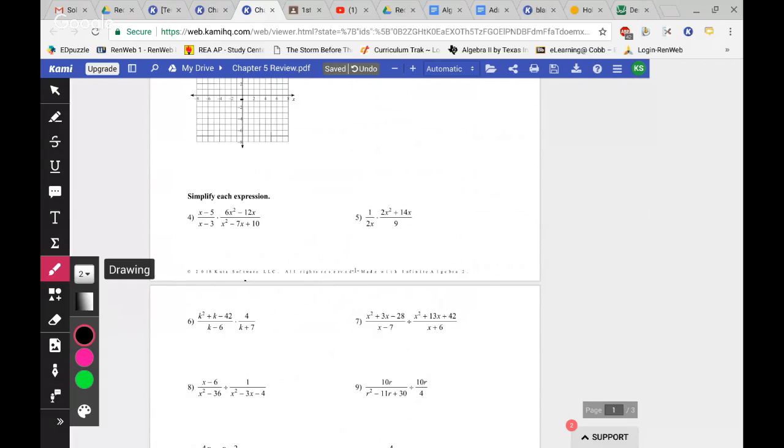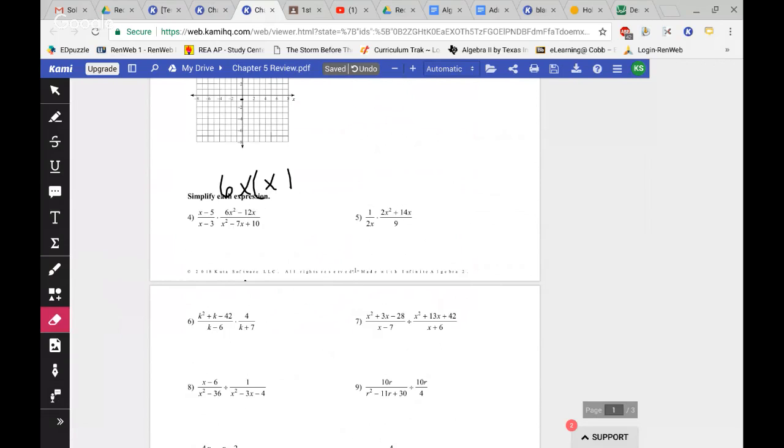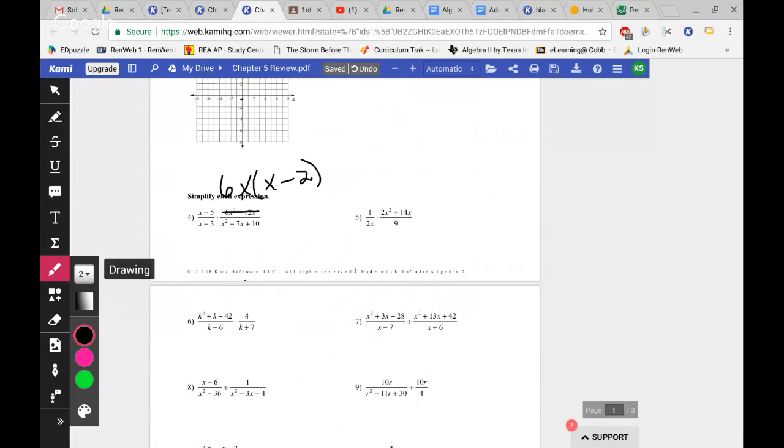Number 4. This factors to be 6x times x minus 2. Now that I crossed it out, I can't tell whether it's a minus. And then this is x minus 5, x plus 2. Nope.